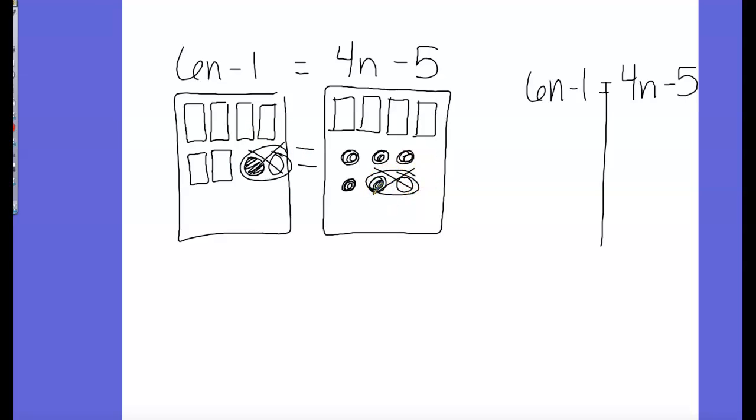So over here on my algebra style, I added one positive, right, to both sides. So I would get a 0 pair here, and I'd still have 6n though. And over here, I still have 4n, and then I have negative 5 plus 1, which is negative 4, which is what you have over here, 4 negatives.